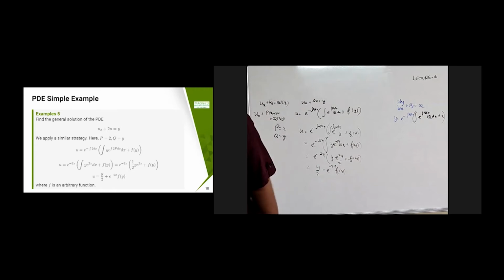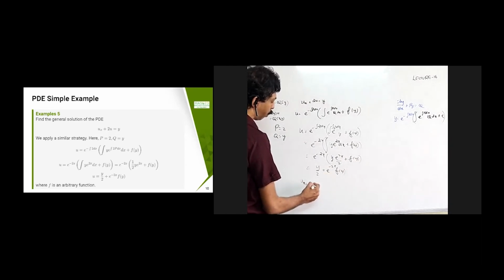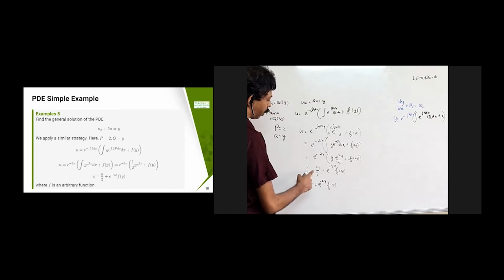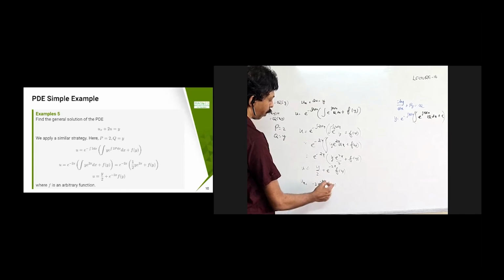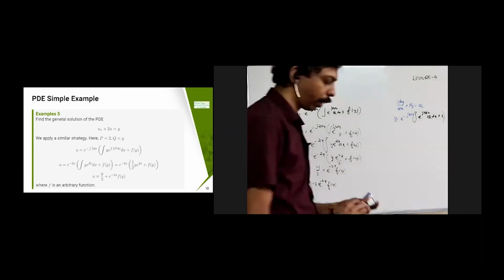So if I just differentiate this with respect to x, I'm going to get ux becoming minus 2 e power minus 2x into f of y. Which is nothing but, if I take y and u here and multiply by 2, the 2 gets cancelled, y is going to come, and then the other term is going to become 2. So if I sum it up, this is going to get cancelled, so I am going to get y. You can verify that.